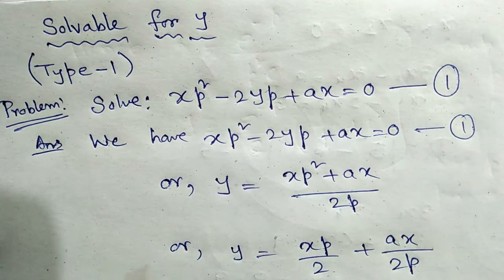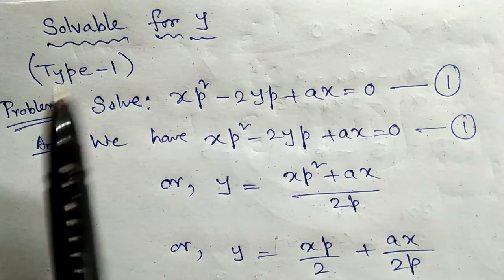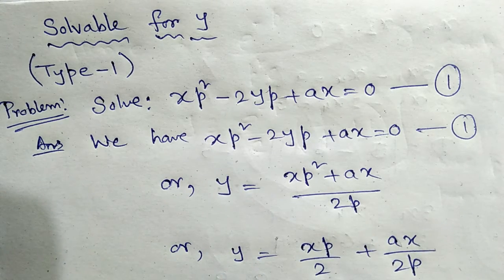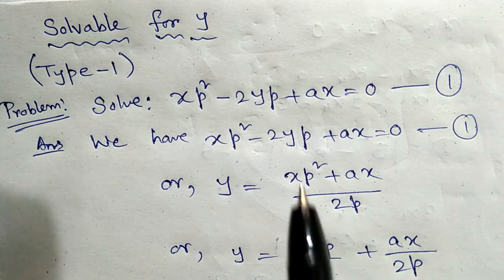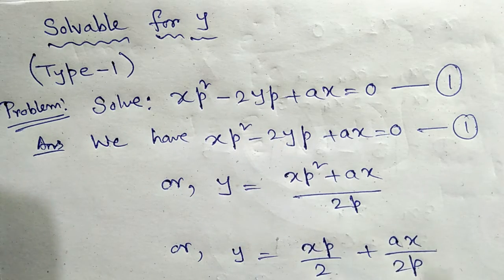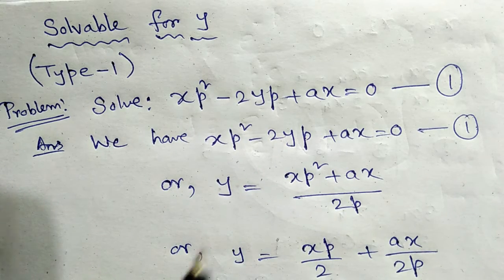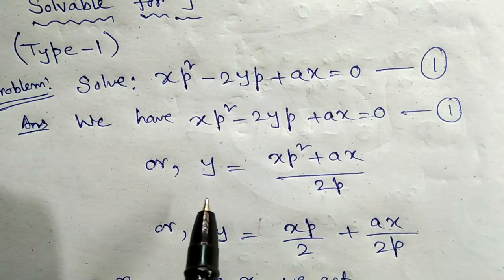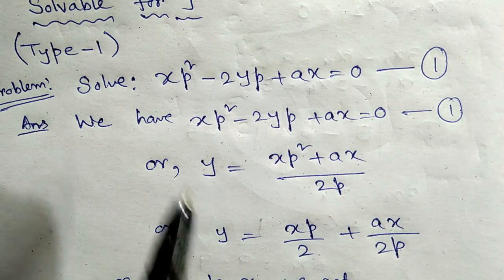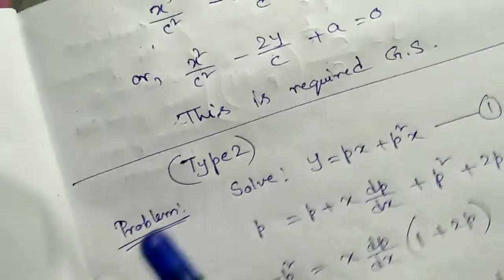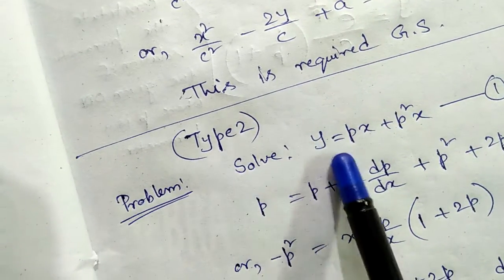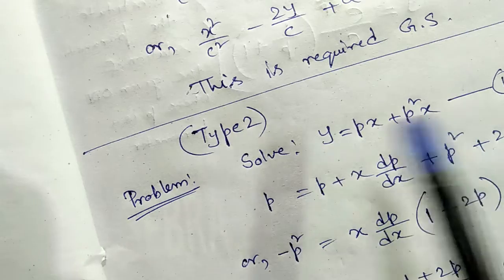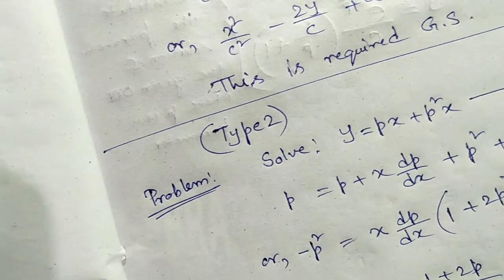Now see, this is the solvable for y technique. Now in case of solvable for x, we can find in the equation there is only a single term containing x. So from this we can easily find the value of x, and in case of type 2 also there is x equal to some expression in terms of p, y, this.